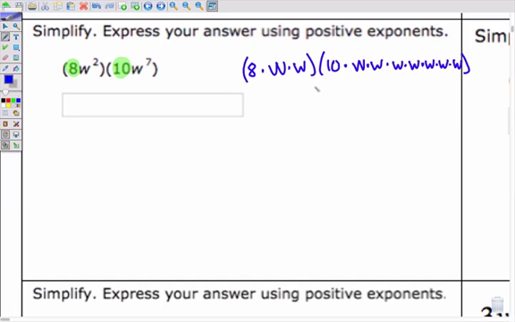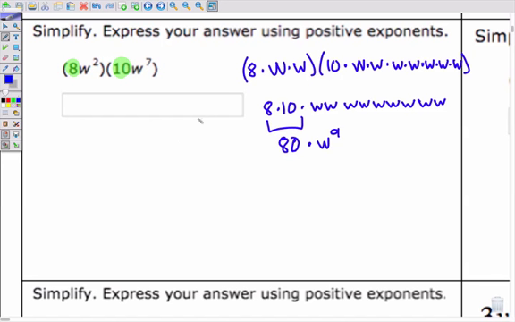Okay? Then I'm just going to rearrange things. So I'm going to put the 8 and the 10 next to each other, and then all the w's together. Okay. So I've taken these two w's, lumped them over here with these two w's. I can do that because it's all multiplication. And at this point, hopefully that helps you see 8 times 10 is just 80. And then I've got 9 w's here, so that's w to the 9th.